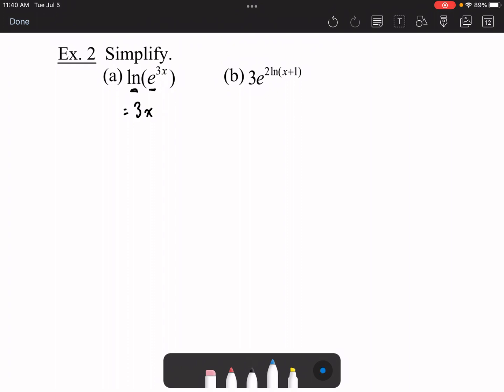Here, in the next one, notice the e and the natural logarithm are not next to each other. So the trick is to get it so that they're next to each other. So how we can rewrite this is, because this is a 2 times the natural logarithm of x plus 1, you can rewrite this as ln of x plus 1 squared instead. Now the natural logarithm and e are next to each other. Because they're next to each other, they can cancel. So this would give us 3x plus 1 squared. And there we've simplified the problem. And thus concludes this lesson.